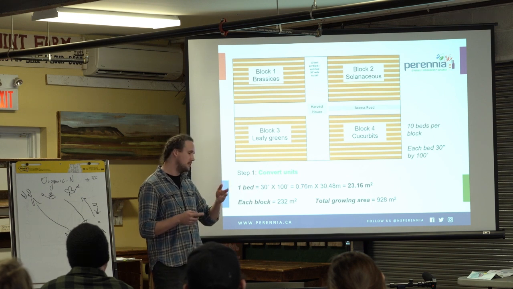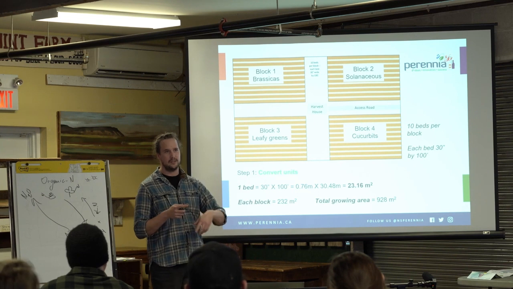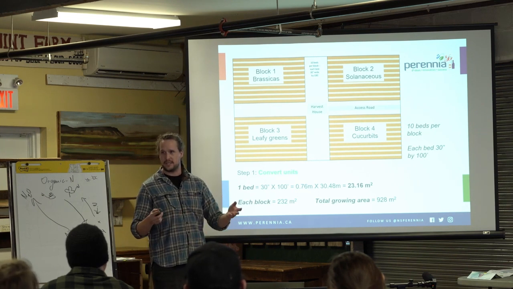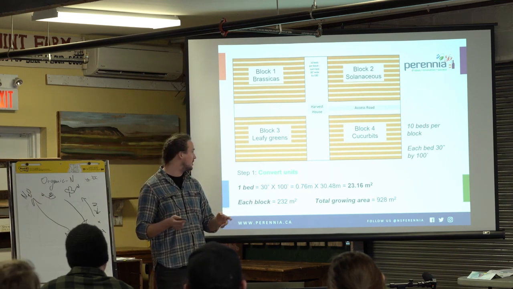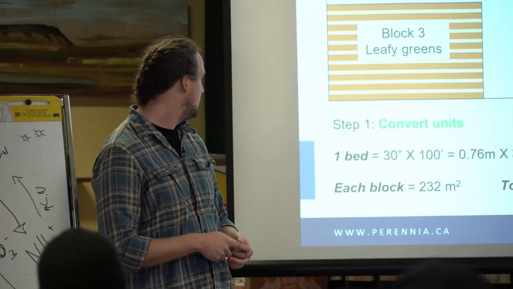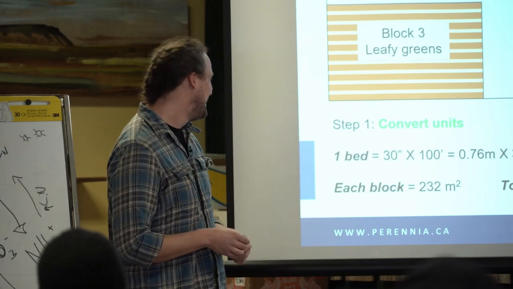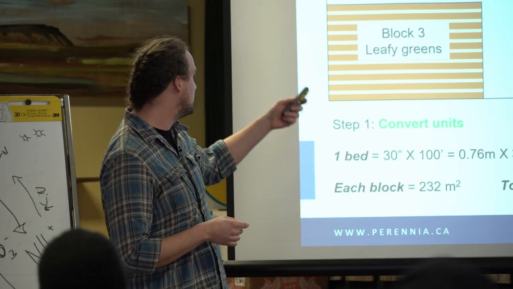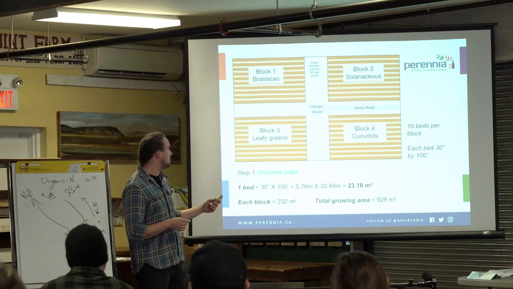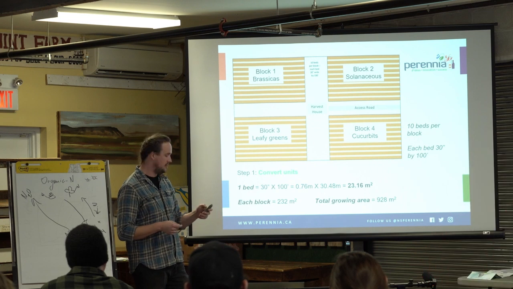In my mind, it's very important to use metric. That's what the soil test uses. So you're going to get results in kilograms per hectare. So it just makes sense to convert things right at the get-go. But there are some die-hard imperial guys here, I'm sure. Yeah. So for me, each block is 232 meters squared of growing space. I have a total growing area of just under 1/10 of a hectare.